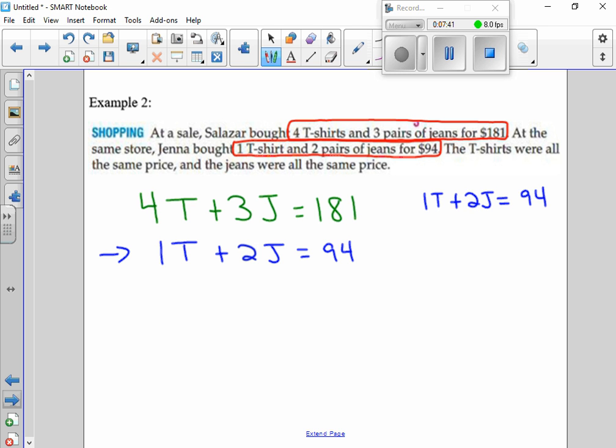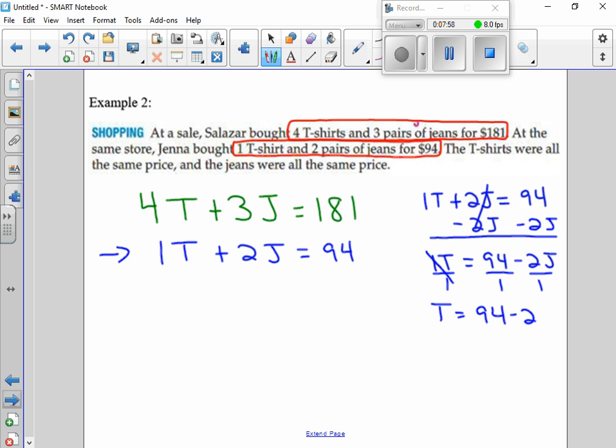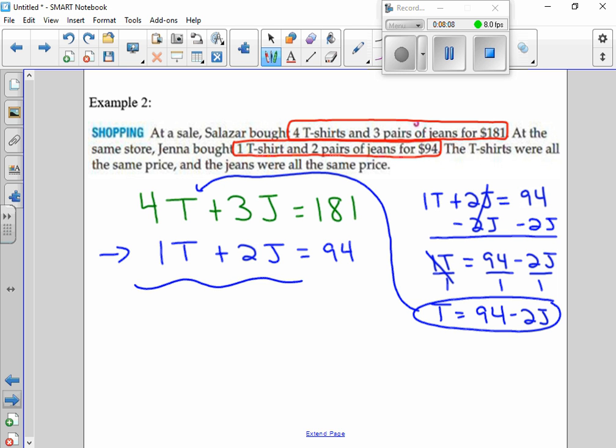So if I was going to use substitution, minus the 2j over, and then I have 1t equals 94 minus 2j, which is the same thing as t. If you wanted to take the time to divide by 1, which we know is an unnecessary step, you would just get this. So now I have my t, and I could take that and substitute that in and find out what the j is. Okay? So like I said, I'm going to leave it at that, but I'm really just focused on making sure you guys know how to set up these word problems.